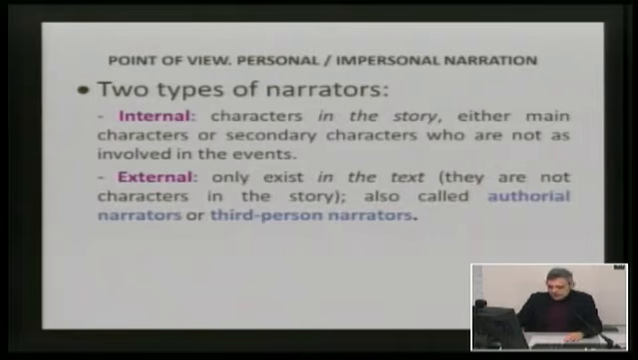External narrators exist only in the text or in the discourse. They are not characters in the story. They are also called, as you can see here, authorial narrators or third-person narrators, for the obvious reason that they talk about other characters using the third person.